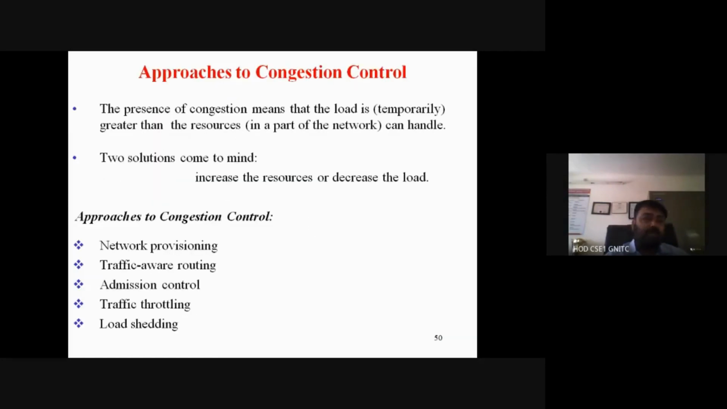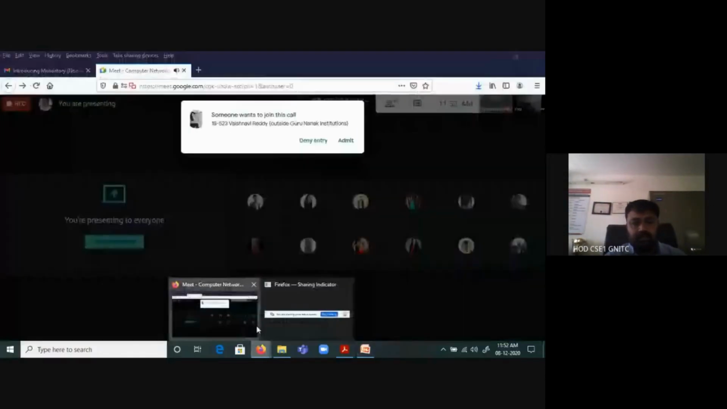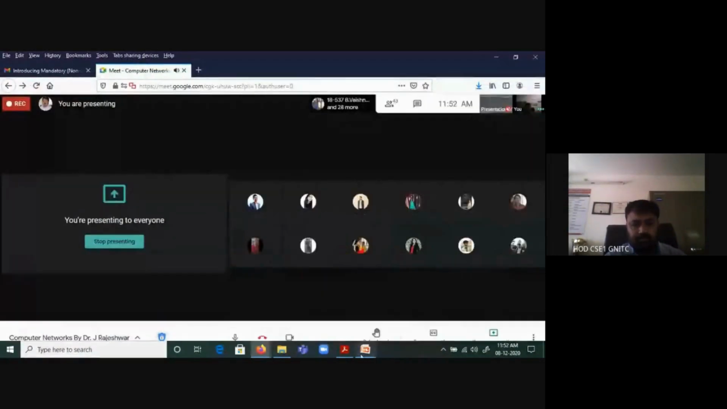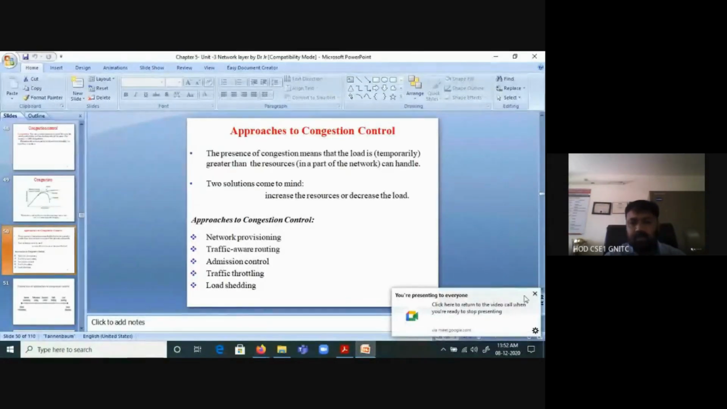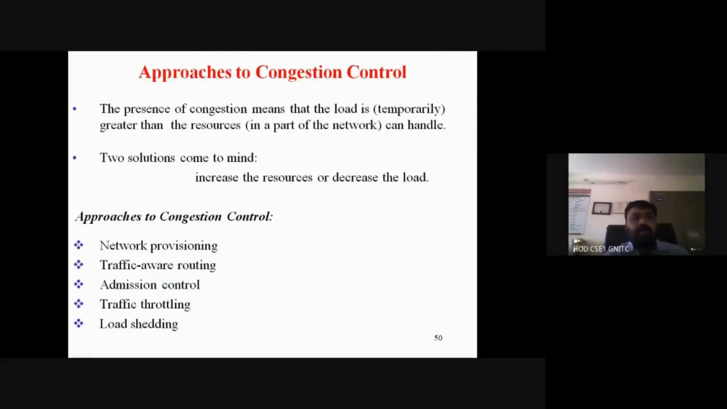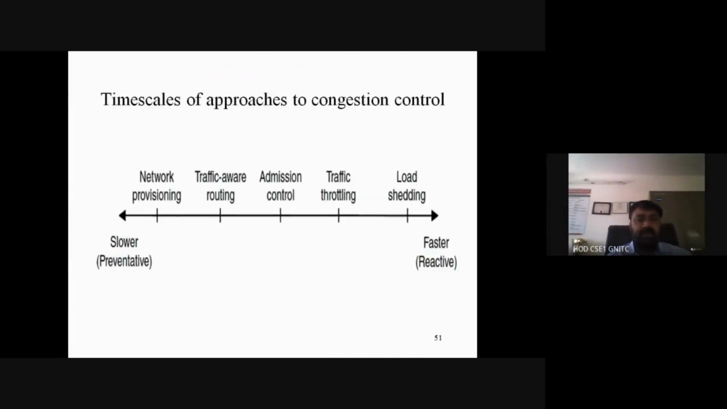So we are having 5 approaches to control the congestion. We have seen network provisioning, traffic aware routing, admission control, traffic throttling, and load shedding. These are the 5 different approaches on the varying scale like this. We are going to implement these 5 techniques in order to have congestion control.